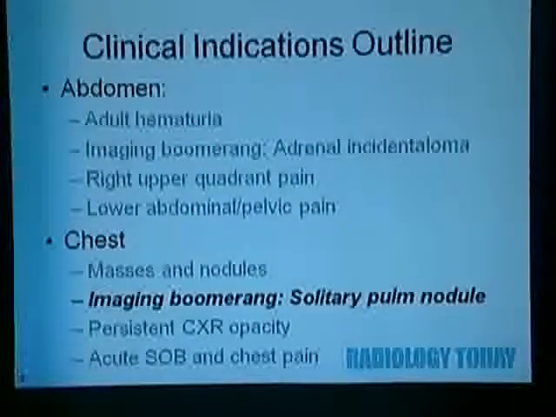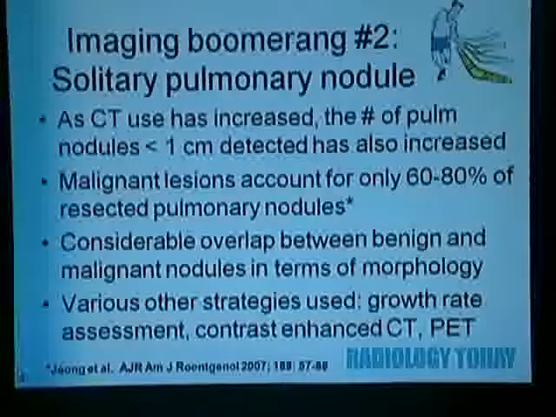Now we're going to move on to the next imaging boomerang, which is the solitary pulmonary nodule. Now, as CT use worldwide has increased, the number of pulmonary nodules less than a centimeter has also increased. But malignant lesions account for only 60 to 80% of these nodules, depending on which study you read.